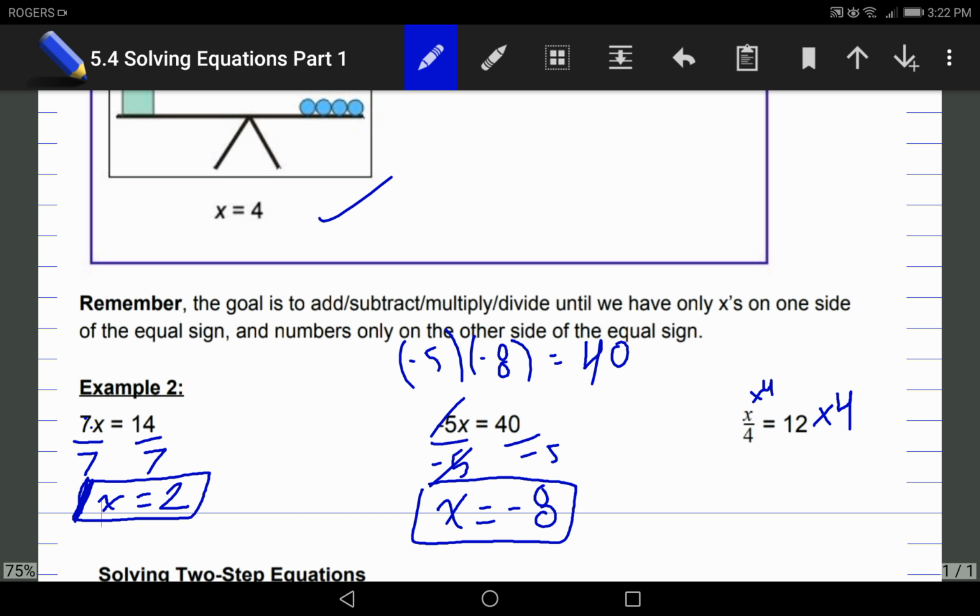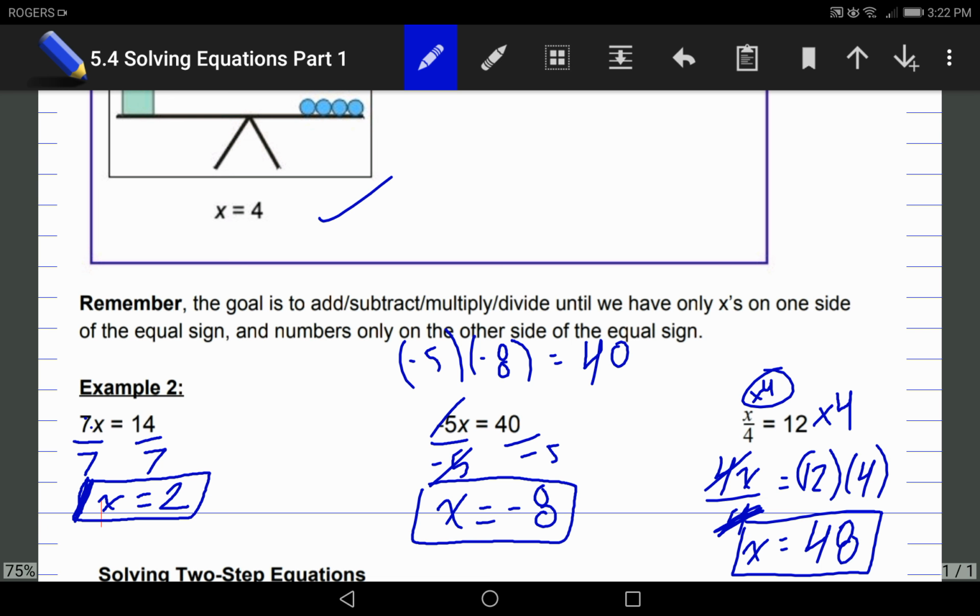Well, when you multiply both sides by 4, you end up getting this. Right? I multiplied by 4 here. I ended up getting 4x divided by 4. Well, those just end up equaling 1. 4 divided by 4 just equals 1. So I can cancel those out. And x equals 12 times 4, which is 48.